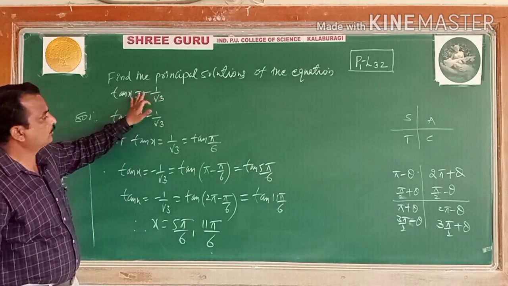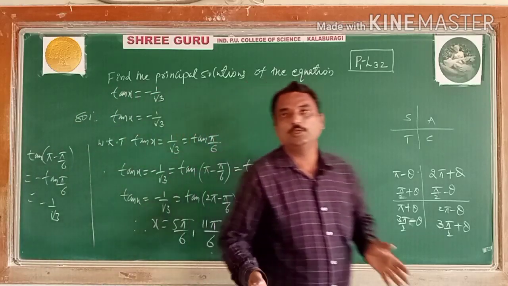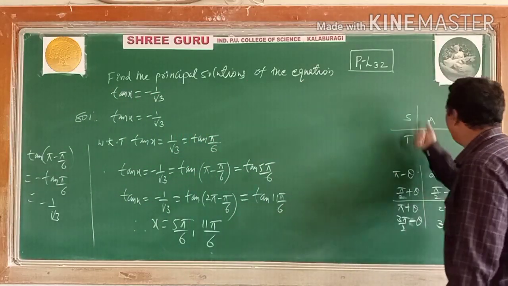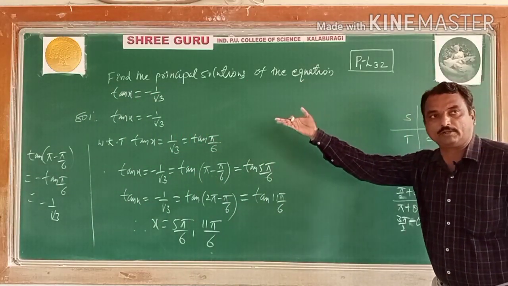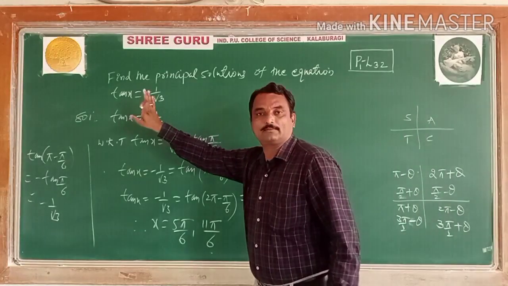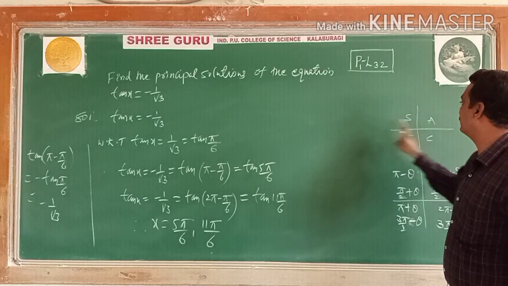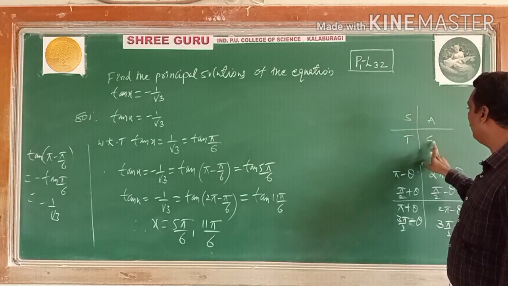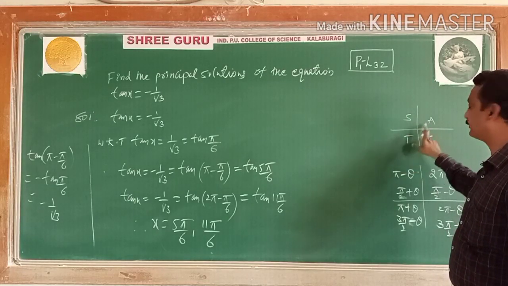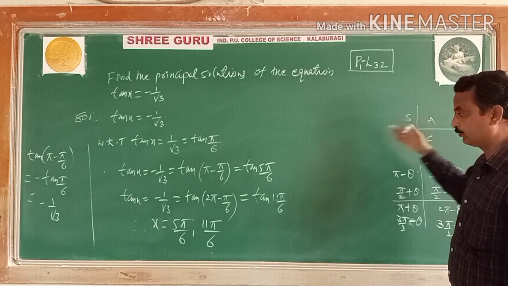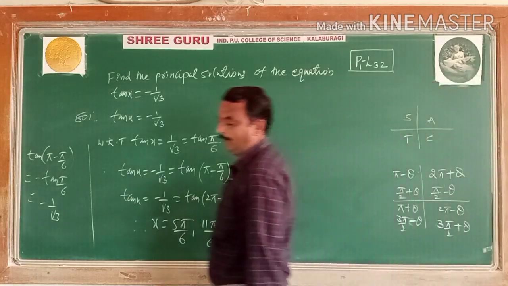Negative means you have to see where the given function, here tan x, is negative. Tan is negative in the second and fourth quadrant, and positive in the first and third quadrant, you know very well. So according to that, calculate their values here.